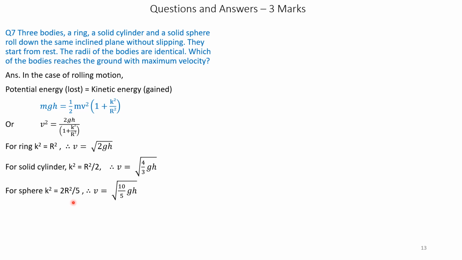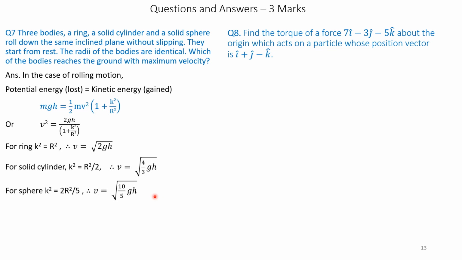Similarly, for a sphere, please go through the table in the previous video wherein we have given the radius of gyration for a sphere as k square is equal to 2r square by 5. Substituting the value of k square as 2 r square by 5 in this equation, we get v is equal to square root of 10 by 7 gh. Please note down and work out yourself step by step.